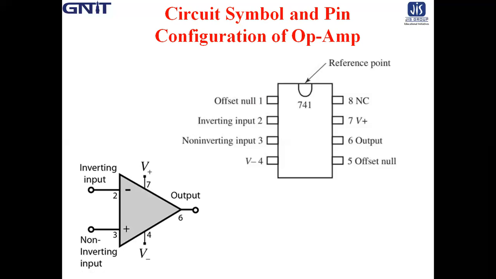Now pin number 2 is inverting input. All input signals at this pin will be inverted at the output pin 6. Pin number 2 and pin number 3 are very important to get the correct input signals. Otherwise, the op-amp cannot function. And pin number 3 is called non-inverting input. That means all input signals at this pin will be processed normally without any inversion.